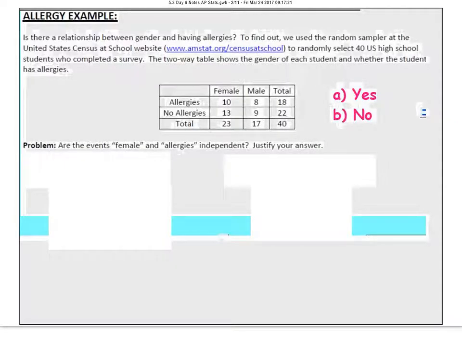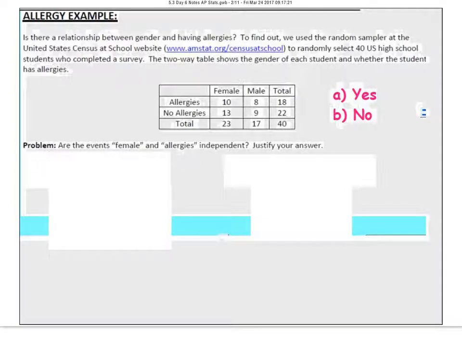Is there a relationship between gender and having allergies? To find out, they did a random sample at this United States Census school, and they randomly selected 40 high school students who completed the survey. Here's a two-way table by gender and allergies. Here's all 40 students. Are the events of being female and having allergies independent?